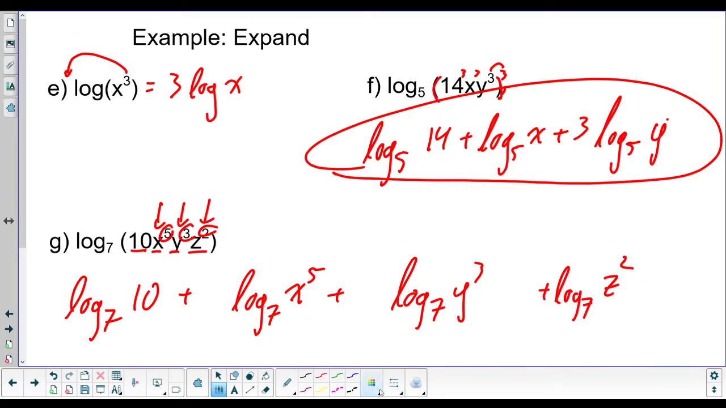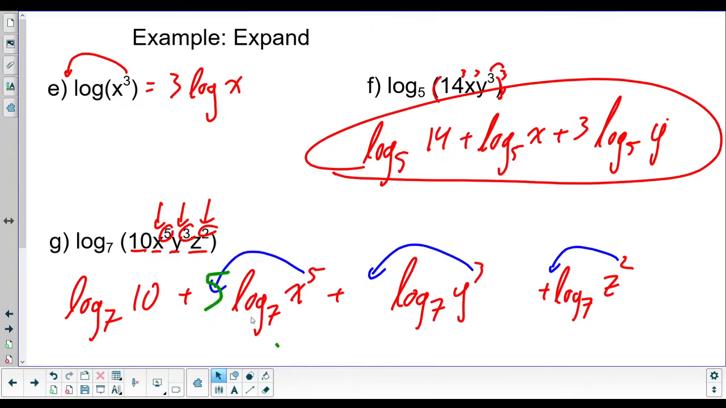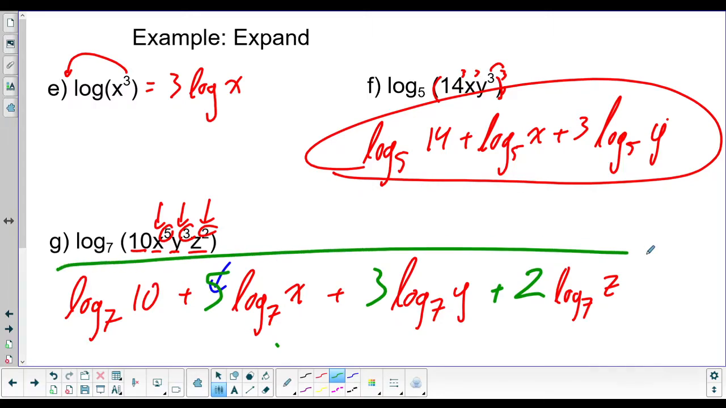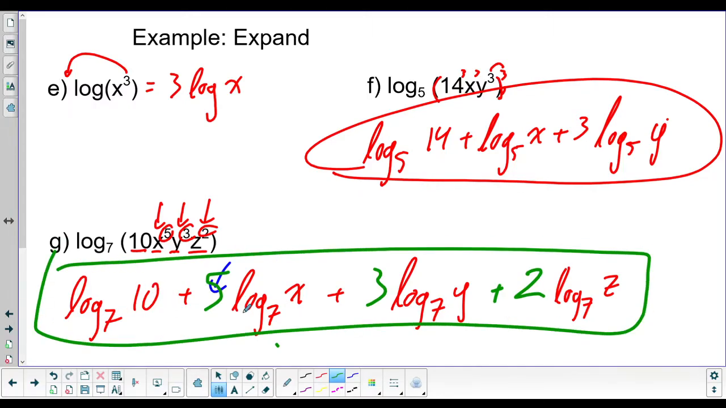Then we can take all of our exponents and put them in front of our logarithms. So this would be 5 log base 7 of x with no exponent on it. Here we can move our 3 in front like that. And then here we move our 2 in front. Let me also move the plus sign like that. So this would be our answer. It would be log base 7 of 10 plus 5 times log base 7 of x plus 3 times log base 7 of y plus 2 log base 7 of z.